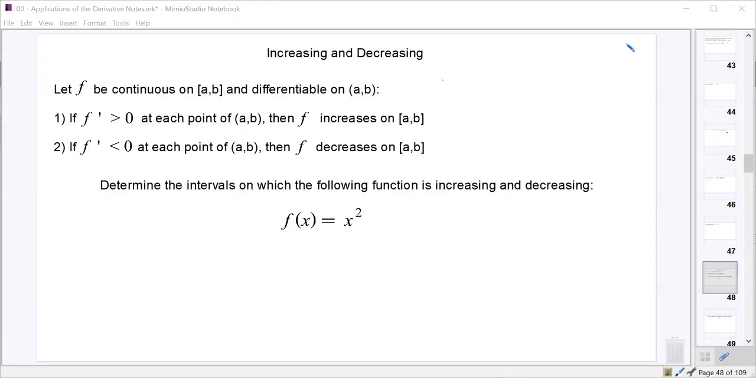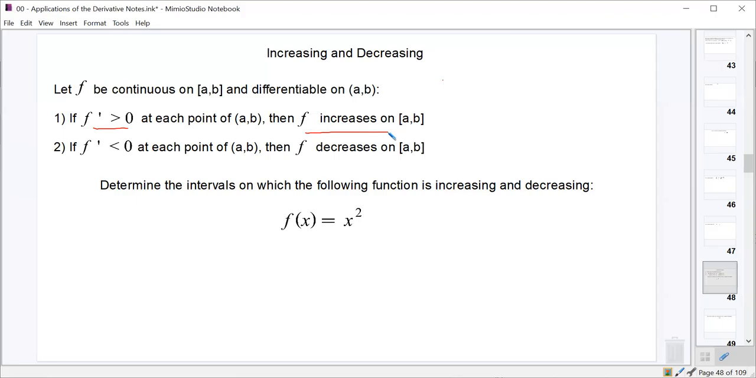The first thing that we're going to talk about today is intervals on which a function is increasing and decreasing. We've talked a little bit about this already last time when we were graphing the derivative of a function given the graph of the original function. So we know already that if the derivative of a function is greater than 0 on some interval from a to b, then we would say that f is increasing on that interval.